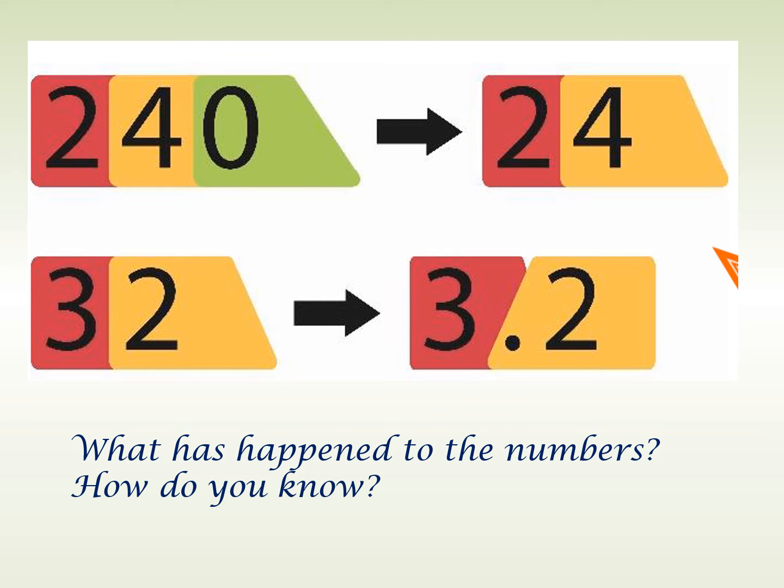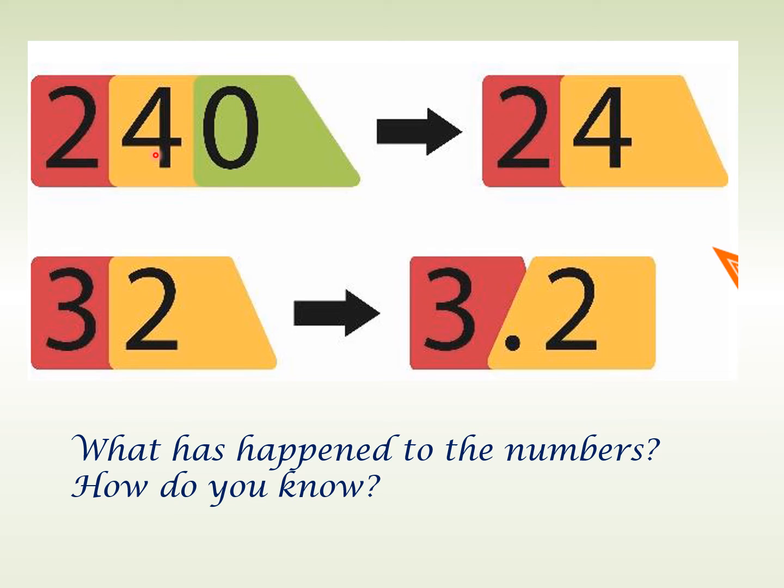Okay, so have a look at these numbers on the left. What's happened to them by the time they've got to the right hand side, and how do you know? So just have a look. How do you know what's happened? Well, hopefully you can see that we've still got the same digits, 2 and 4, and here's the 2 and the 4. The 0 has gone, however. We've got the 3 and the 2, and here we've got the 3 and the 2, and they're in the same order, just like with multiplying.